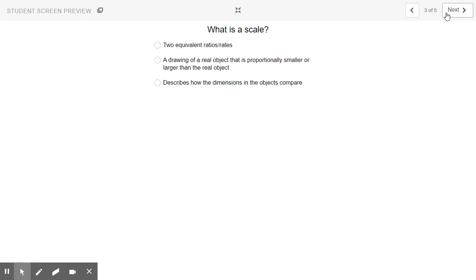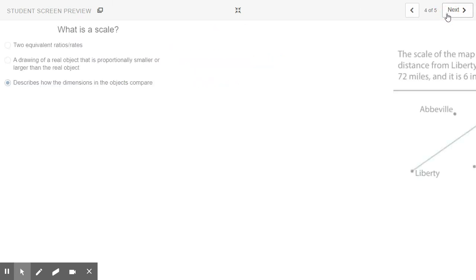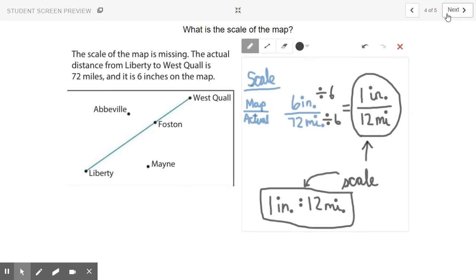What is a scale? A scale describes how the dimensions in the objects compare. Remember, the first measurement of a scale represents the drawing or the model measurement. The second number in a scale represents the actual size. The scale of the map is missing. The actual distance from Liberty to West Qual is 72 miles, and it is 6 inches on the map.